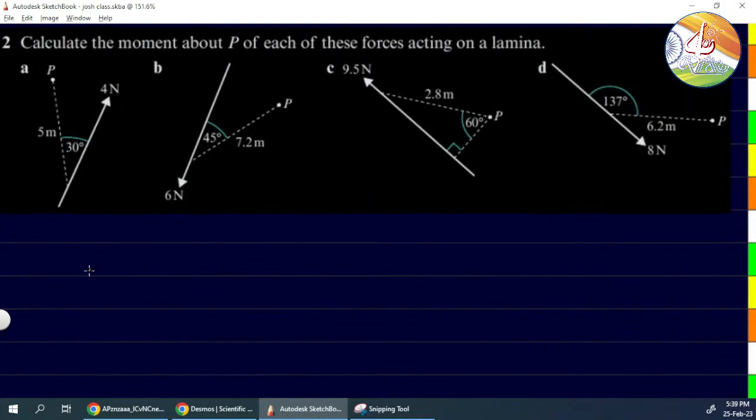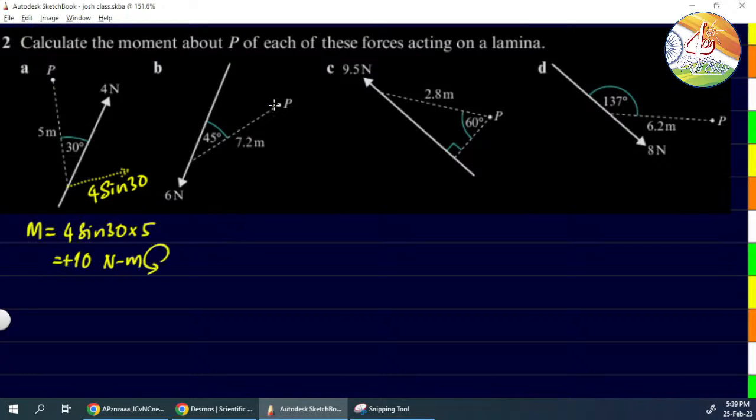Next, now we have to find here. So here this is given, so we can either find the perpendicular distance, or we can just take the component of force in perpendicular direction. So this component will be 4 times sine 30. Perpendicular distance is 5. The moment is 4 sine 30 into 5. 4 5 is 20, half is 10. So 10 Newton meters in anti-clockwise direction. Hence it is positive.